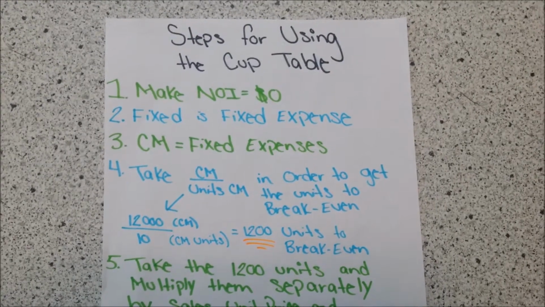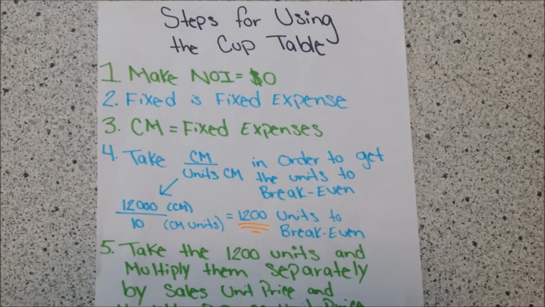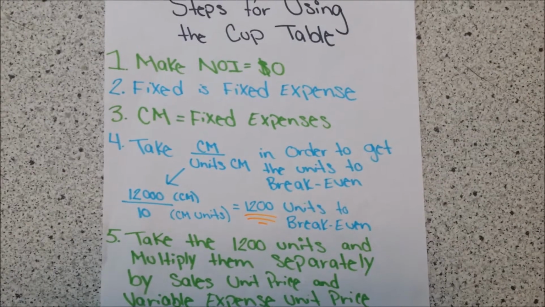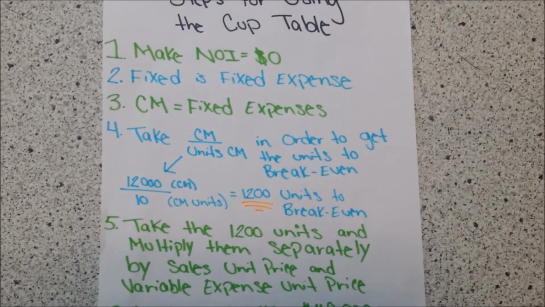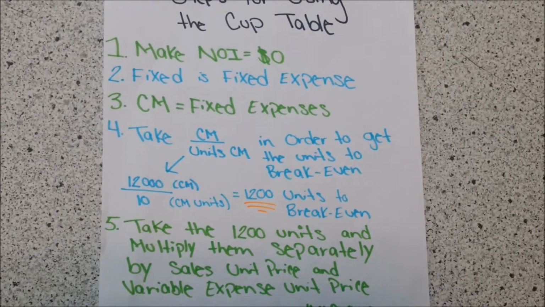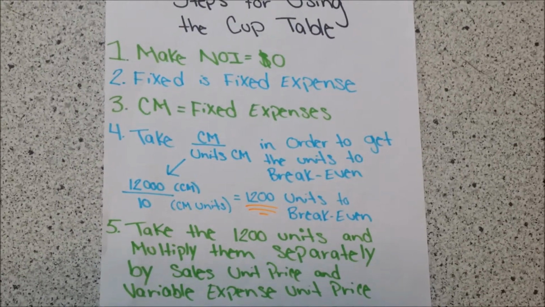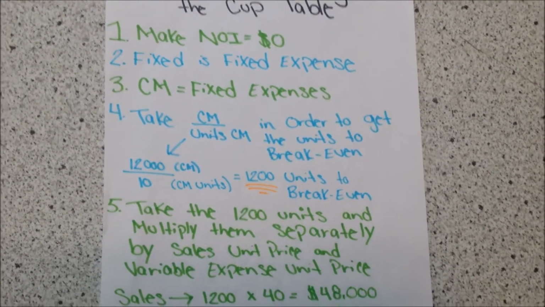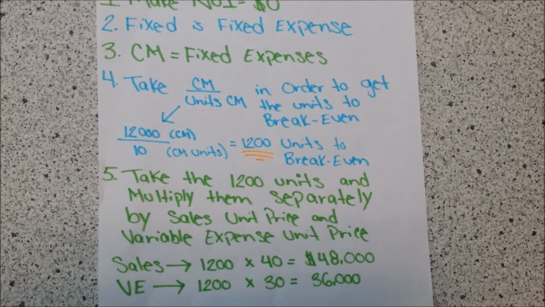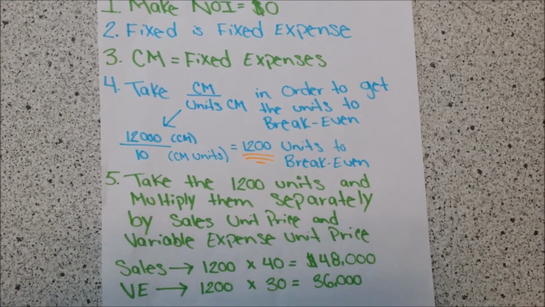The third step is to make contribution margin equal fixed expenses. The fourth step is to use the formula contribution margin divided by unit contribution margin in order to get the units to break even. For example, this one we use 12,000, which is the contribution margin, divided by 10, the contribution margin per unit. That gives a total of 1,200 units to break even. The fifth step is to take the 1,200 units and multiply them separately by sales unit price and variable expense unit to get your total break even.